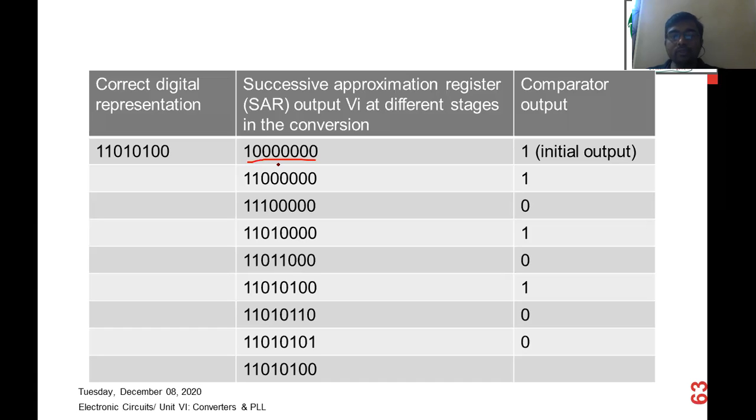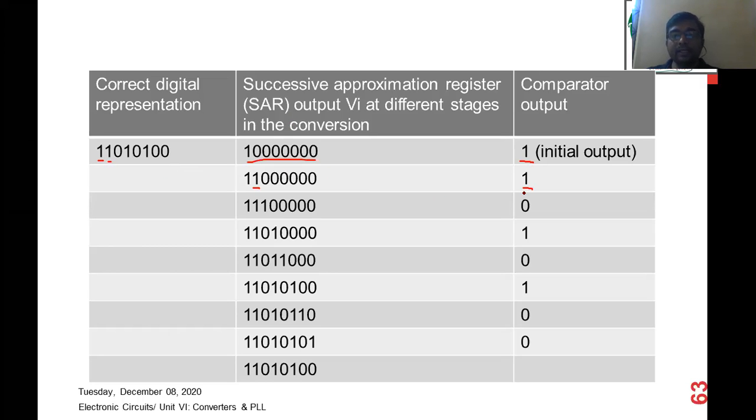So you can see, start with this one. This trial code is compared with the analog input. If Vi is greater than this, the output of the comparator would be 1. This is the first bit of the corrected digital output. When it is 1, the next bit after the MSB is also set to 1, and then this equivalent is compared with Vi. Again Vi is greater than this, so again the comparator output is 1, and this becomes the second bit here.